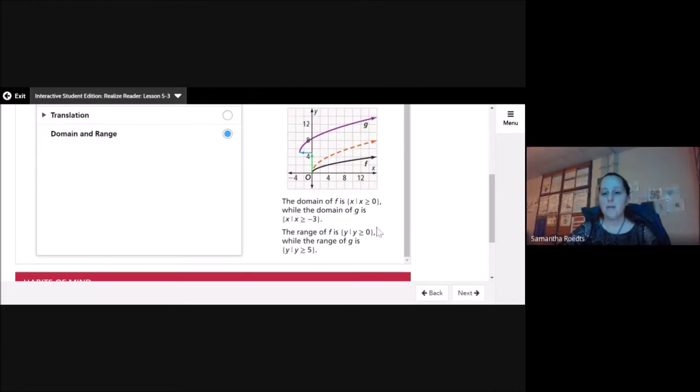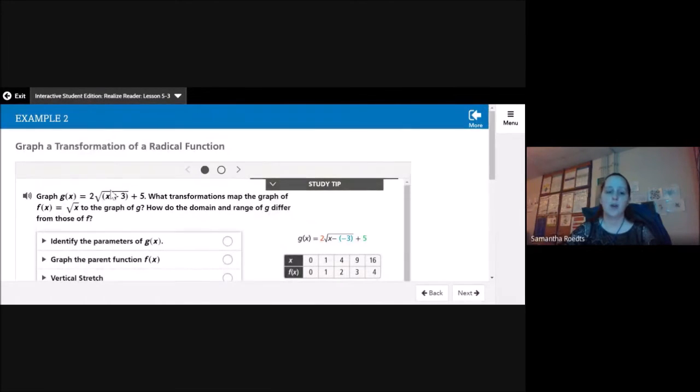The domain of f is x is greater than or equal to 0, while the domain of g is x is greater than or equal to -3, because it moved to -3. The range of f is y is greater than or equal to 0, while the range of g is y is greater than or equal to 5. So again, it's up. Okay. So if you set what's underneath the radical equal to 0, that will give you your domain, and this is usually your range.